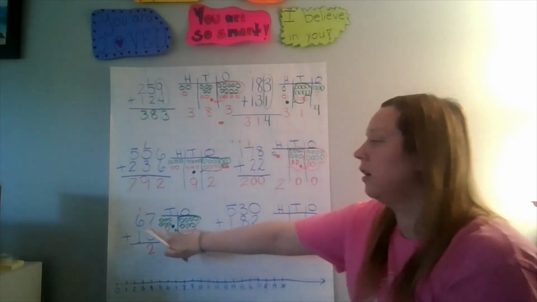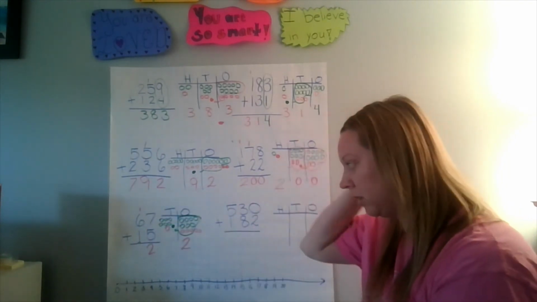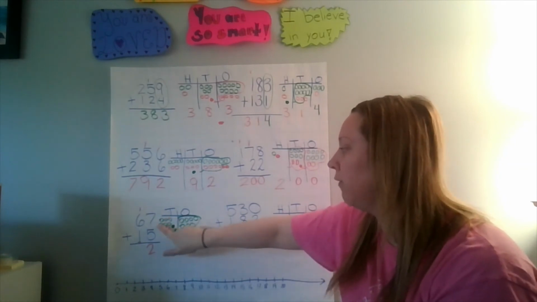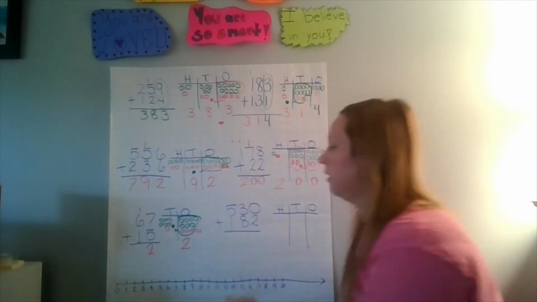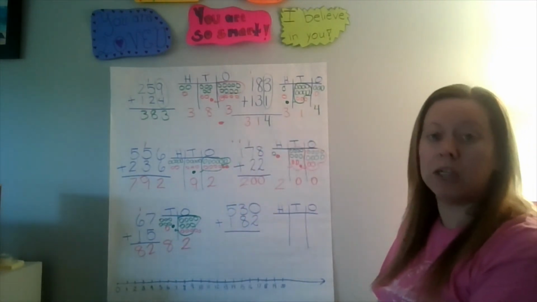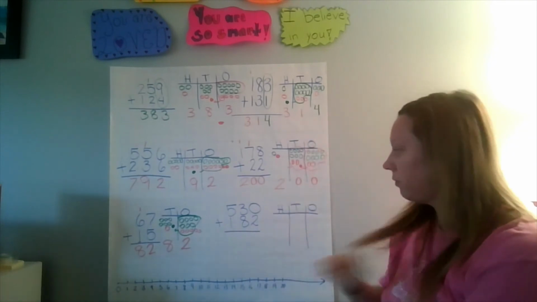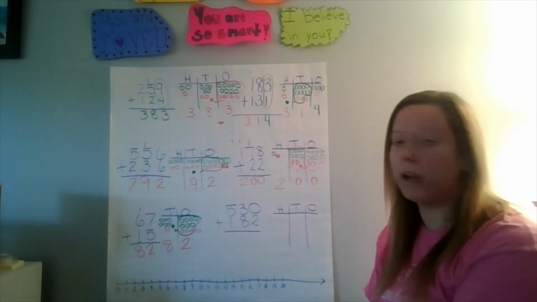here. Now 6 plus 1 plus 1, or 6 plus 2, to make it a little easier to say. So I have 1, 2, 3, 4, 5, 6, 7, 8. So 67 plus 15 gives us 82. Okay. Now we're on to our last one.